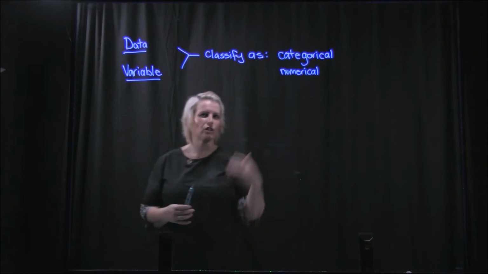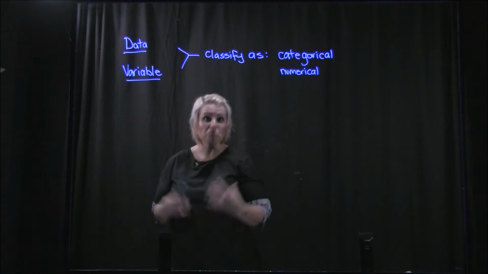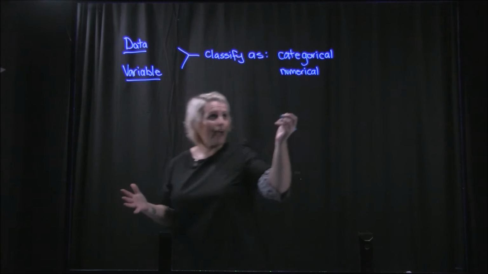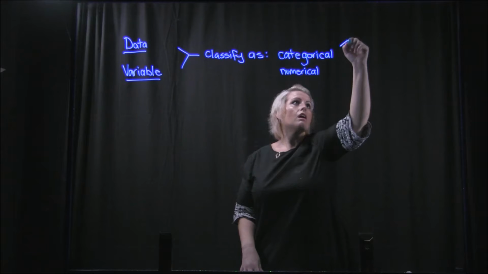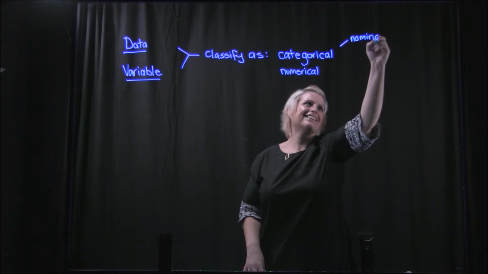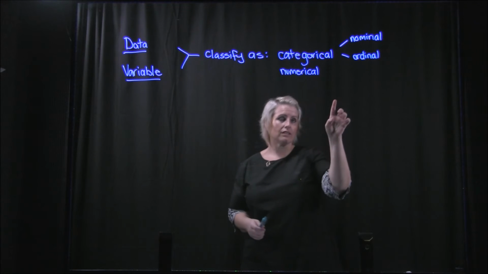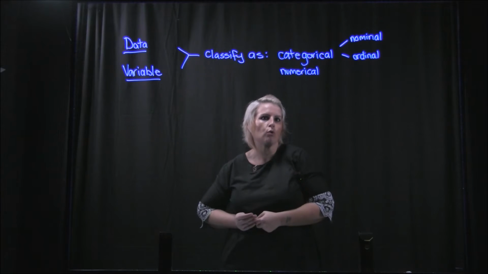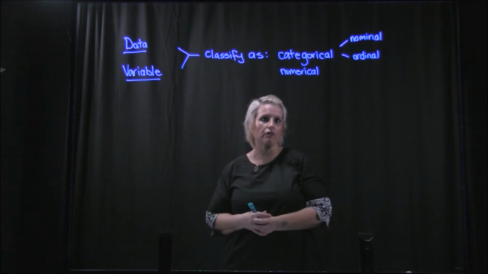Numerical data, however, are things like your height, so looking at different heights, looking at different shoe lengths, things that can be measured. Numbers, basically. Categories, numbers. Our categorical data, though, can be broken down into nominal and ordinal. So nominal data, this is our ones that don't have any kind of order. So things like car colours, you know, there's no order when it comes to those.